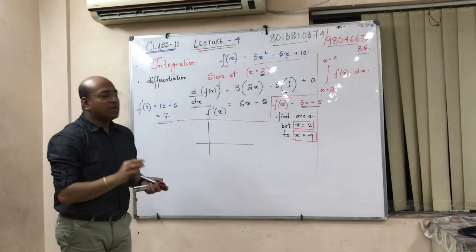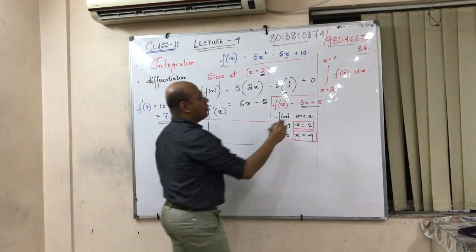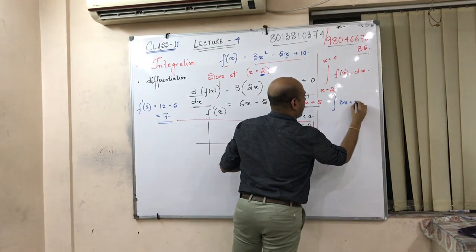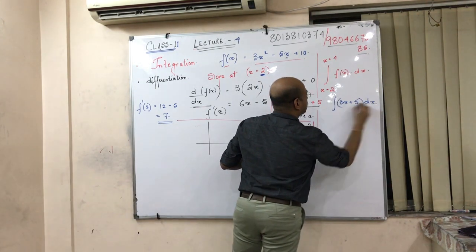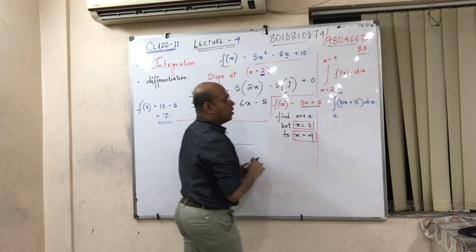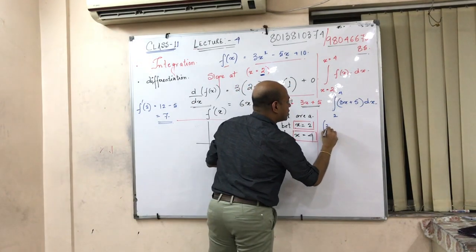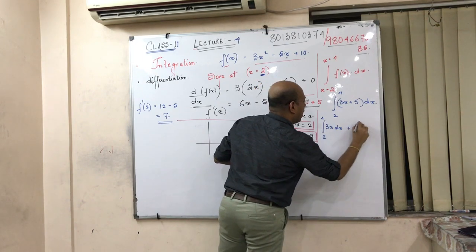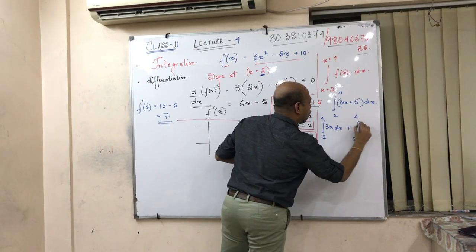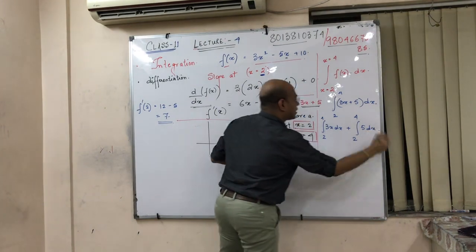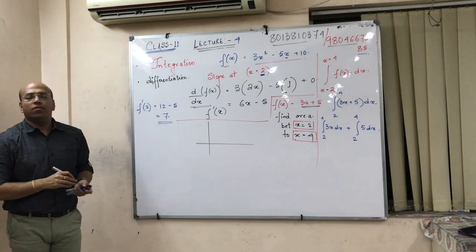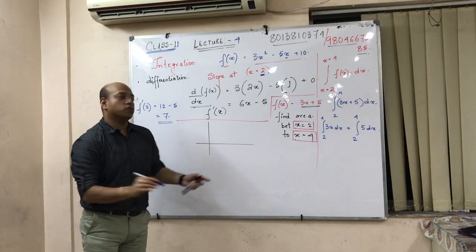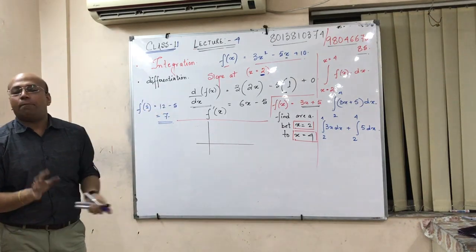So this is the basic concept. How do you solve it? 3x plus 5 dx from 2 to 4. First, integration of 3x dx from 2 to 4, plus integration from 2 to 4 of 5 dx. So we can solve this, and there is no need to draw diagrams. This was the basic application.